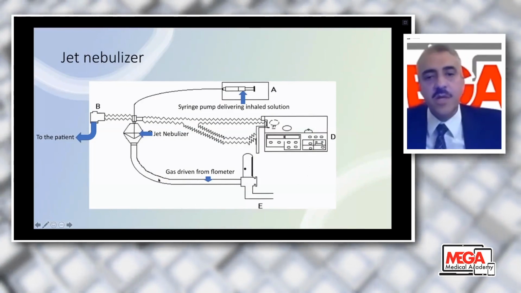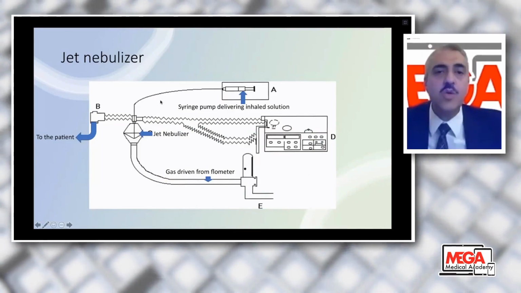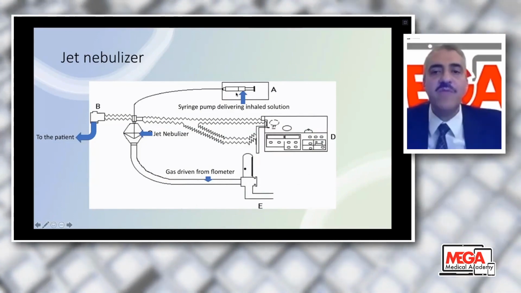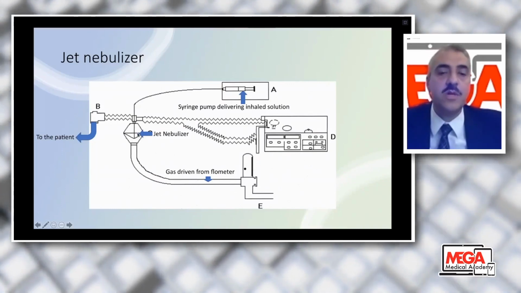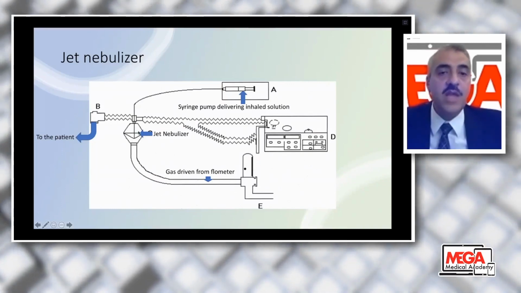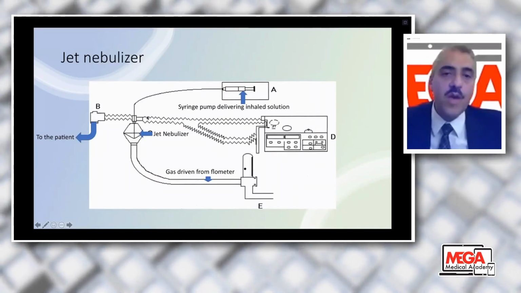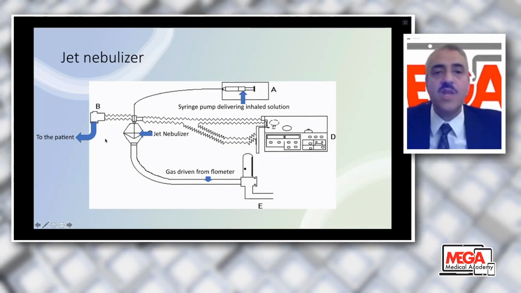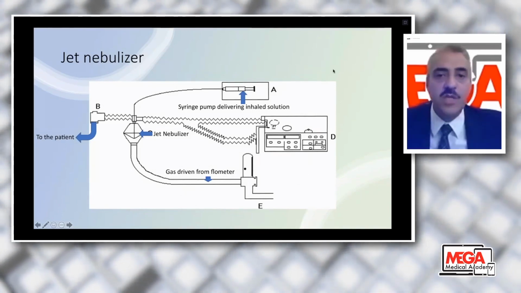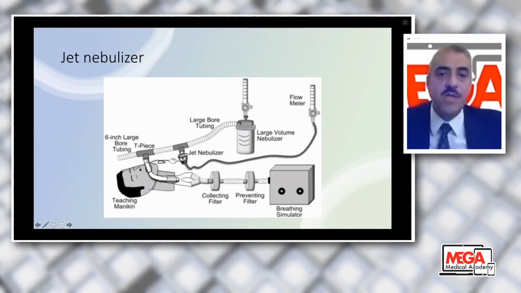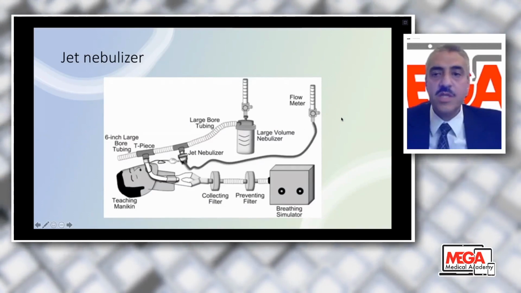The jet nebulizer is connected to the flow meter here, and also to a syringe pump to deliver the inhaled solution directly to the jet nebulizer. The jet nebulizer is usually attached to either the inspiratory limb or after the Y limb, near the patient, to be delivered to the patient. Another picture of the jet nebulizer here is connected to the patient with a T-piece. This is the jet nebulizer.